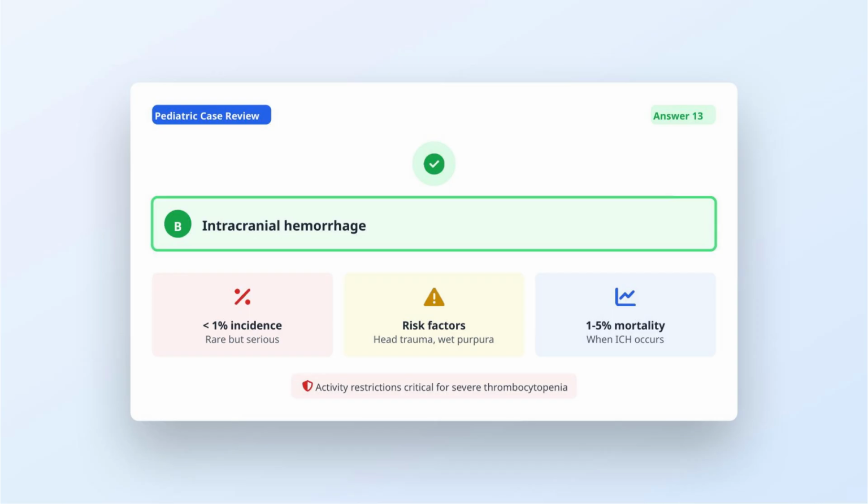Intracranial hemorrhage is the most serious potential complication of pediatric idiopathic thrombocytopenic purpura, though fortunately rare, occurring in less than 1% of cases. Risk factors include severe thrombocytopenia, especially platelets less than 10,000, presence of mucosal bleeding, and head trauma. When intracranial hemorrhage does occur, it carries a mortality rate of 1 to 5%. This risk underlies the importance of activity restrictions and close monitoring in children with severe thrombocytopenia.